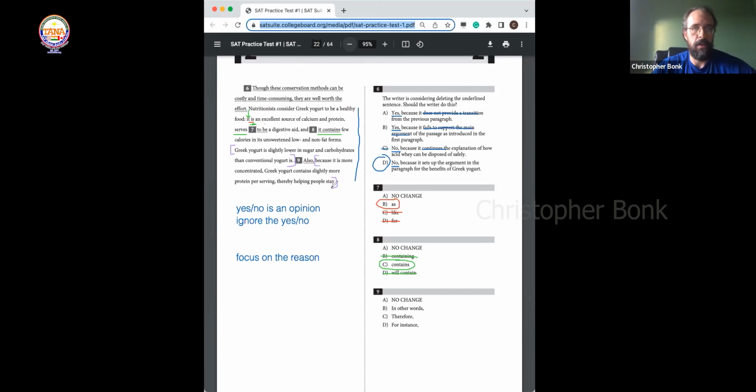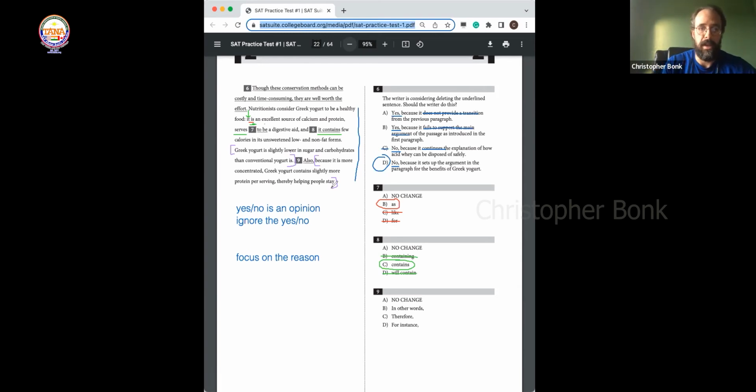So the first one, "Greek yogurt is slightly lower in sugar and carbs than conventional yogurt is." That's listing a nutritional benefit of the food. The second sentence, "Because it is more concentrated, Greek yogurt contains slightly more protein per serving, thereby helping people stay," and then it continues from there. The key right here is that these are both nutritional benefits of the food, and they're not affecting one another. So they are independent benefits of each other.